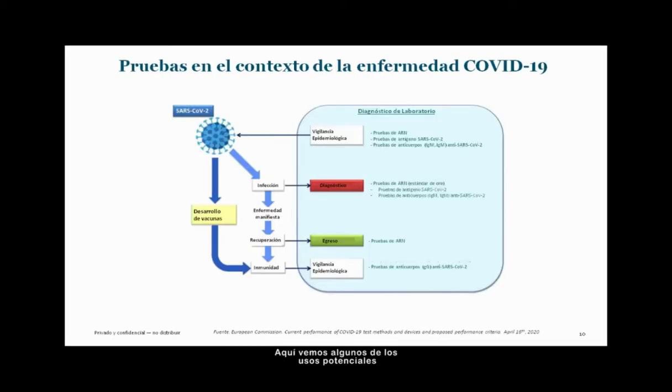Here we look at some of the potential uses for diagnostics, where they could fit in. Initially, for diagnosis, the most critical one is the molecular test, the PCR test, which is the gold standard for identifying those patients who are ill and actively viremic. An antigen test may have application there. That would definitely depend on the format and the sensitivity.